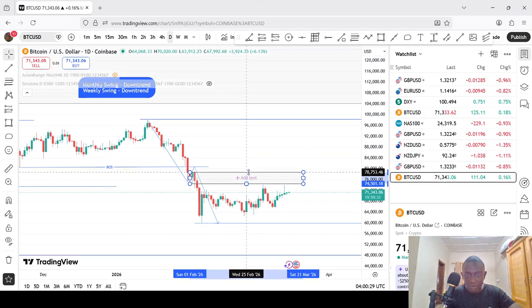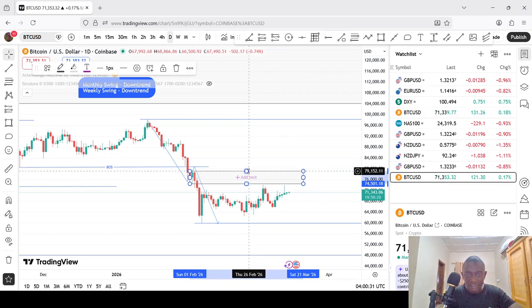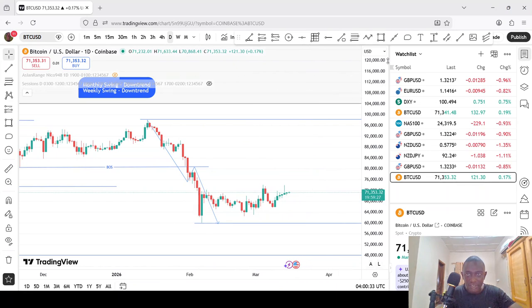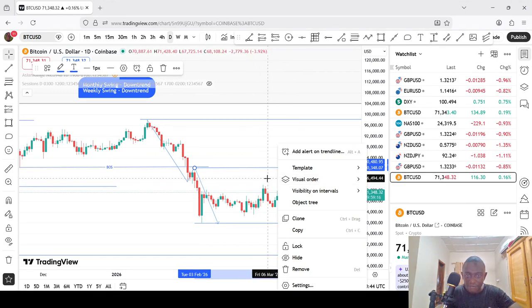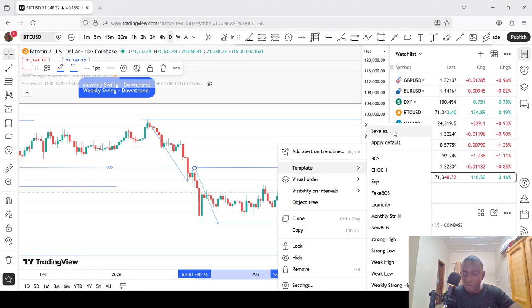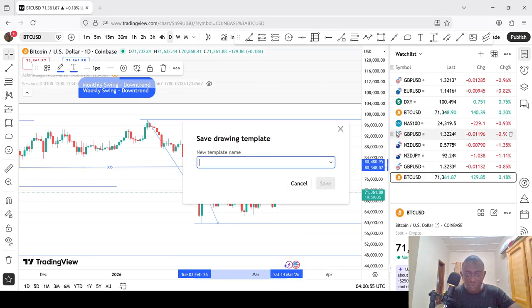Or instead of drawing the supply zone, you can just let me delete it and use the weekly strong, the daily strong high. You understand? Price shouldn't go above it. But even if price goes above it, we know we will have a way to deal with it. With time, you know what I'm talking about.